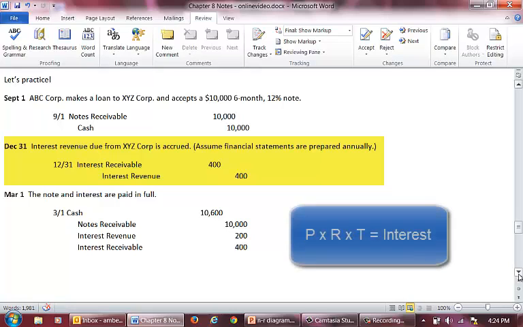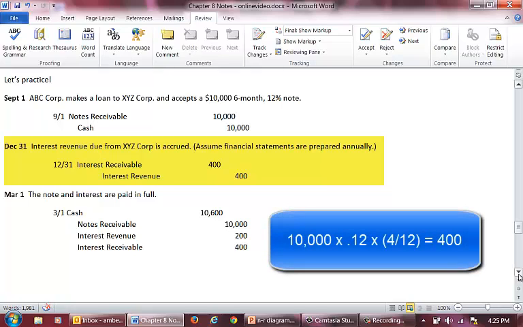Remember, the interest calculation is principal times rate times time. If we plug in our numbers, the principal is $10,000, the rate is 12%, and the time factor is 4/12. We use 12 as our denominator because the note has been outstanding for 4 full months, so we are dealing in full months.